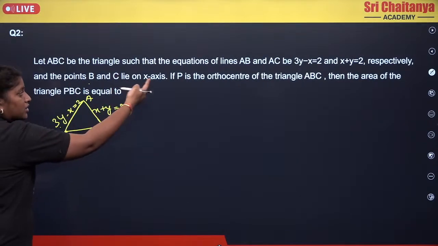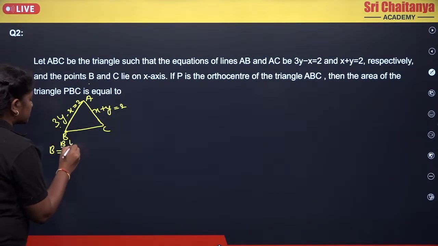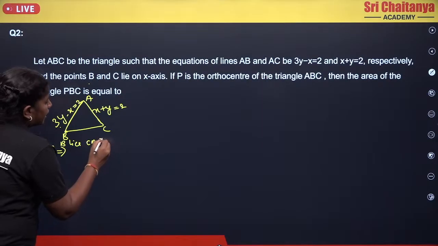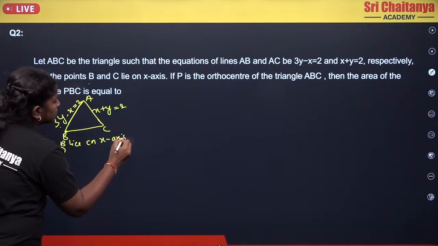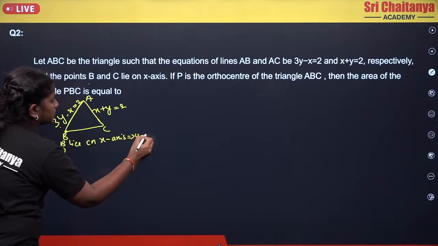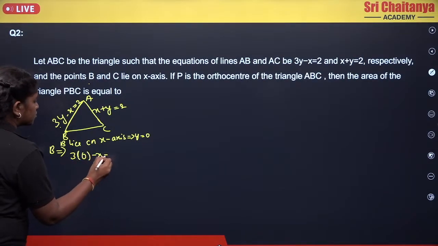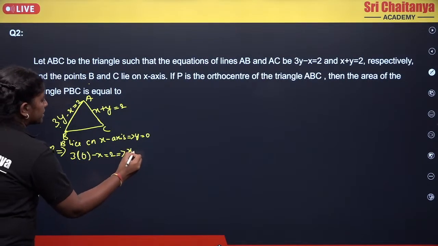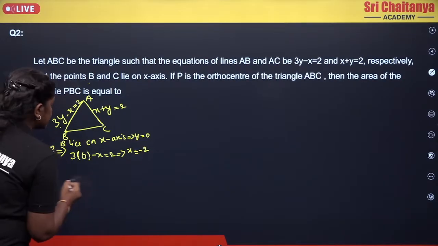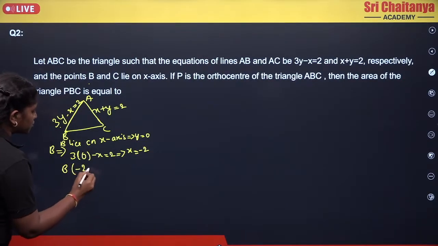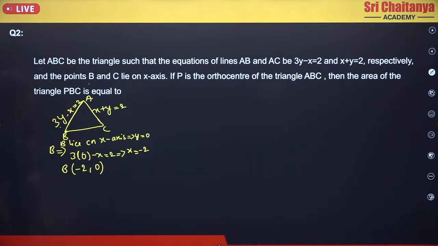It lies on the x-axis. So B lies on the x-axis. If we have a point on the x-axis, then its y coordinate equals 0. Now 3 into 0 minus x equals 2. It becomes x equals minus 2. It means the coordinates of B will be minus 2, 0. Clear? Now moving to the next.